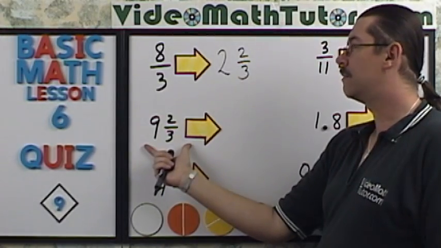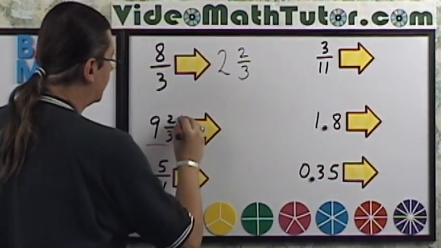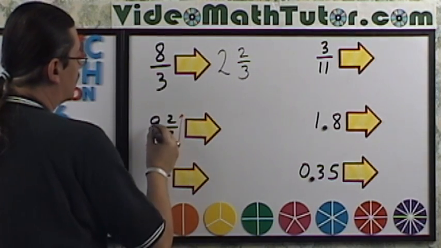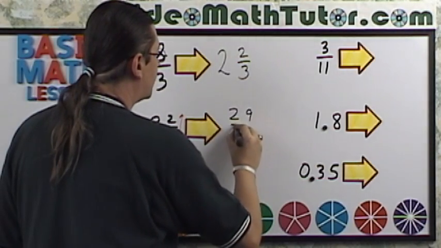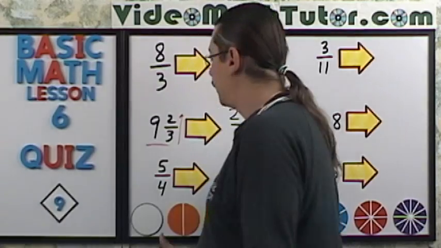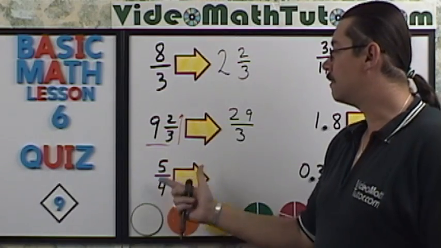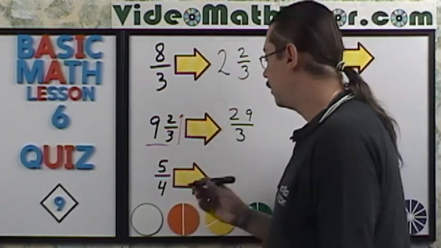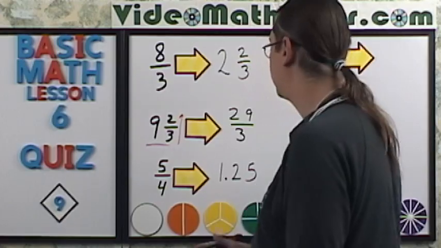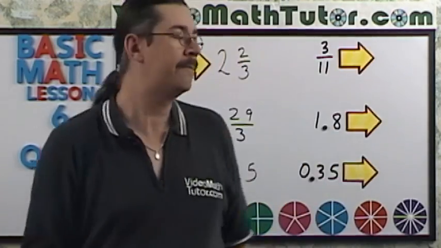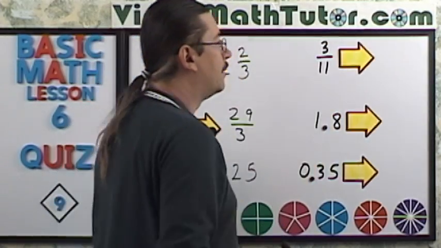Now this one, I want to convert to an improper fraction. So we do our famous little arrows thing here. So 9 times 3 is 27 plus 2 will give me 29/3. Now this one I'm going to convert to decimal form. Again, just do long division. 5 divided by 4, you're going to get 1.25. That's it.